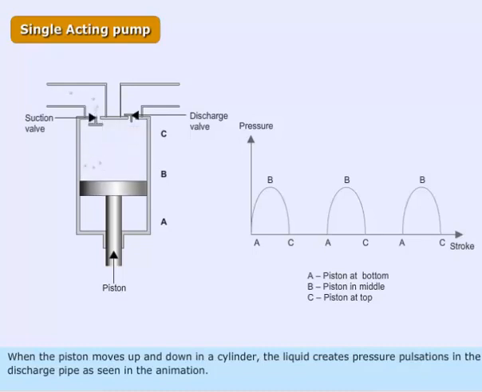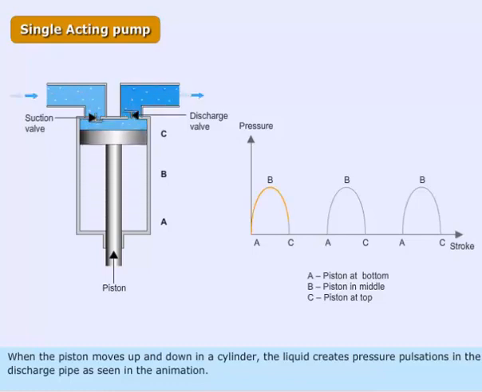When the piston moves up and down in a cylinder, the liquid creates pressure pulsations in the discharge pipe as seen in the animation.